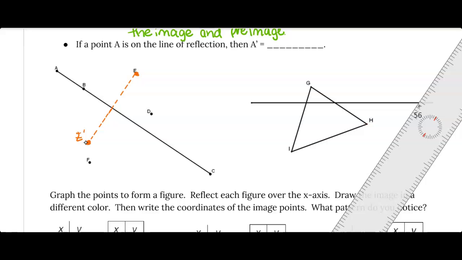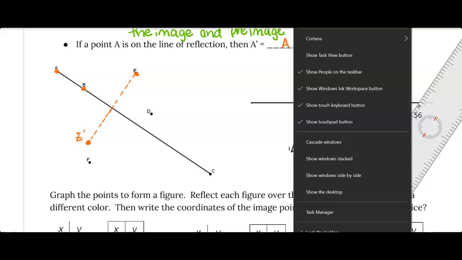If a point is on the line of reflection, then you can't draw a perpendicular bisector to it because it's on it. So that means that if the point A is on the line of reflection, then A prime will equal whatever your original A was.